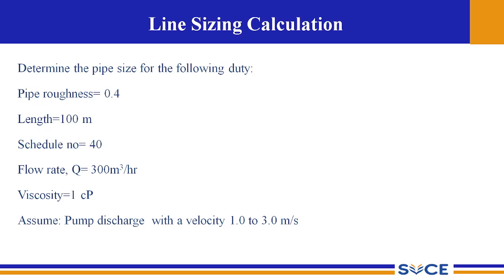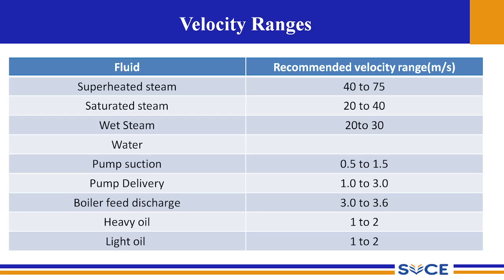meter per second. So if you look at the various velocity ranges for the fluids, if you have a superheated steam, the recommended velocity range is 40 to 75 meter per second. In the case of saturated steam, which is ready to condense, that is in the range of 20 to 40 meter per second. Then wet steam is in the range of 20 to 30 meter per second.